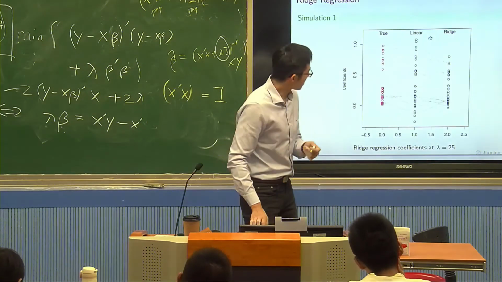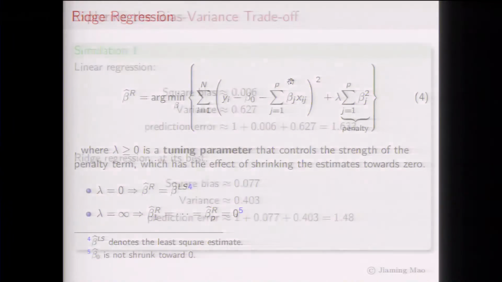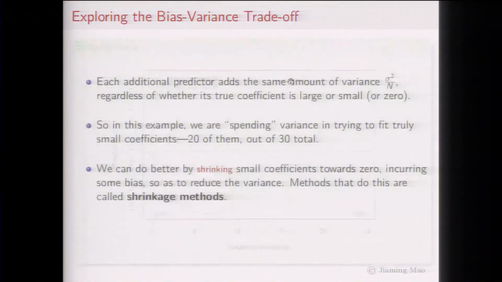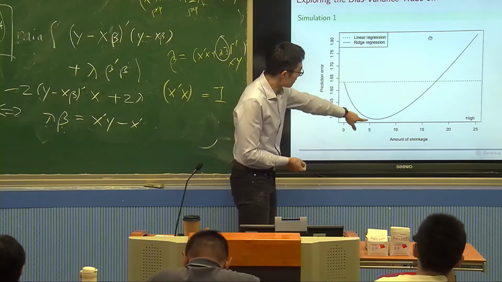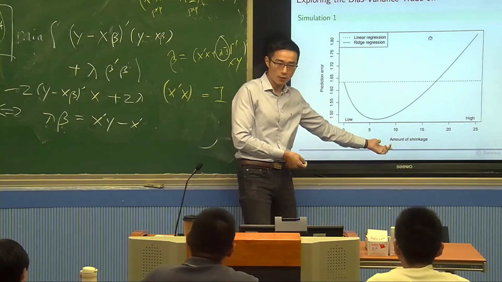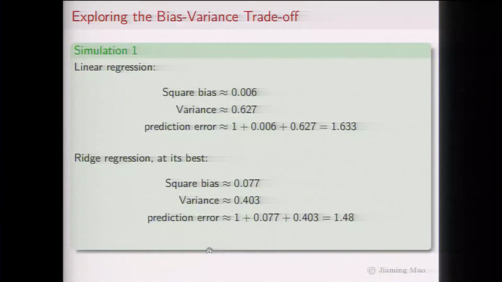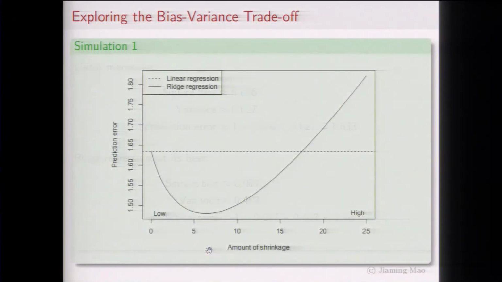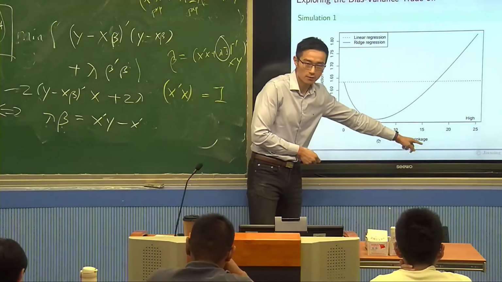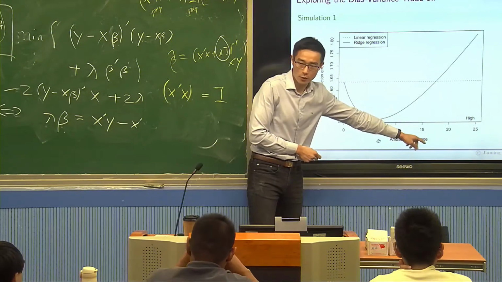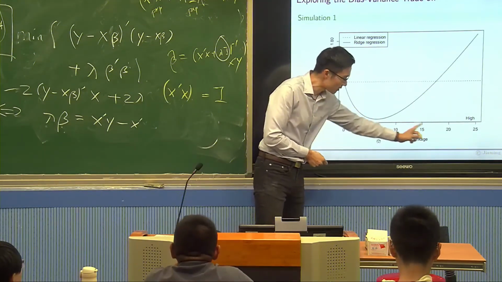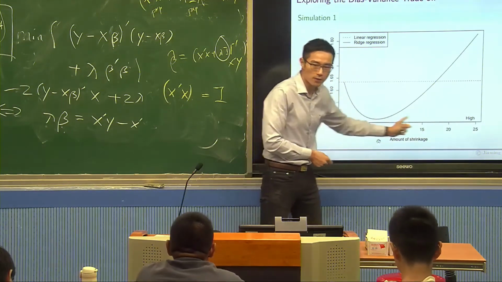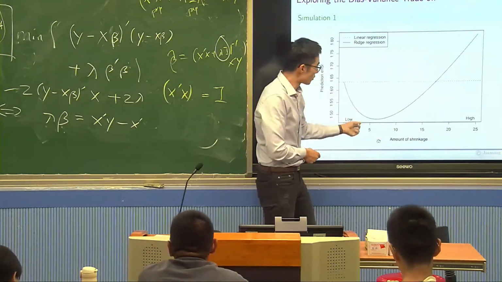Here is the result for the simulation we just had. Let's go back to the simulation. For this simulation, the optimal lambda. So now people understand what the amount of shrinkage is. The amount of shrinkage is simply lambda. When we talk about shrinkage, it is really the size of lambda. As lambda goes from 0 to infinity, we're shrinking more and more.